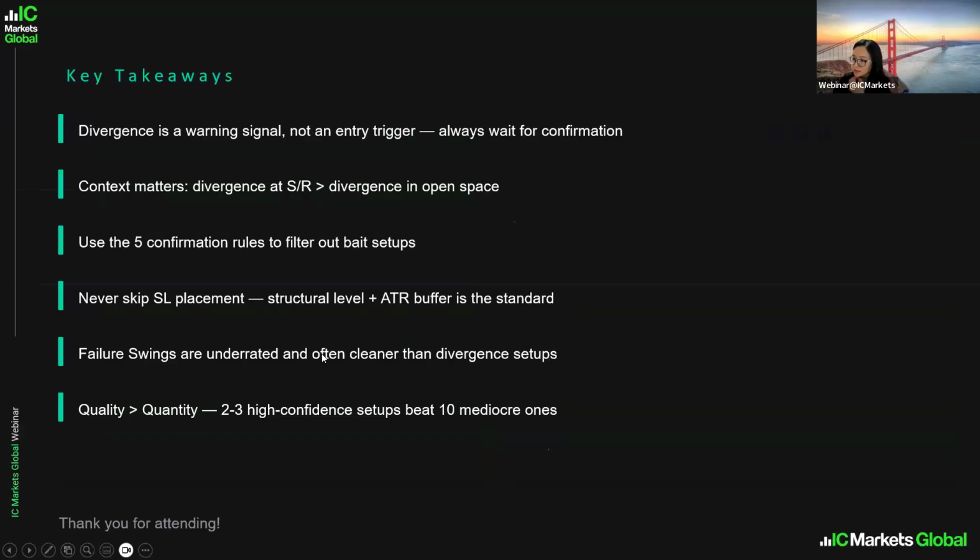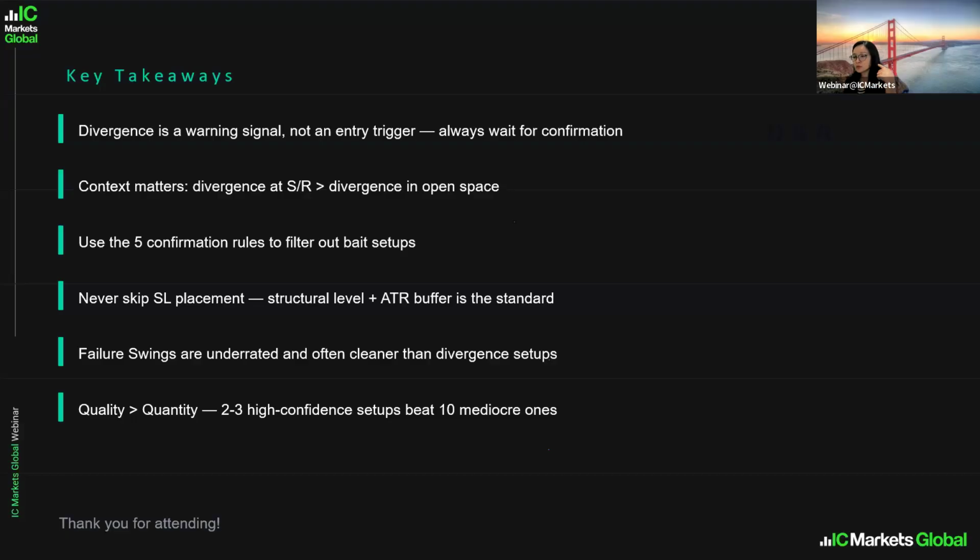Okay, so the key takeaway today, guys. Divergence is a warning signal, not an entry trigger. It is a warning signal, not an entry trigger. Okay, always wait for confirmation. The context matters, because divergence at support and resistance is better than divergence in open space. Okay, that's going to be the fake divergence. Always wait at the key level.